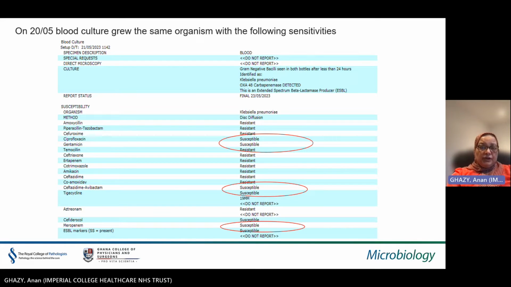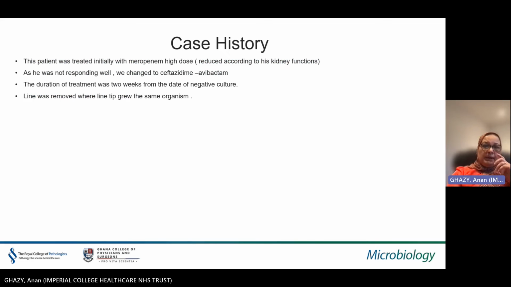So we treated the patient initially with high dose of meropenem, and the patient was not responding. However, we switched him to ceftazidime-avibactam, and the duration of treatment was 2 weeks from the date of negative culture, and lines were removed where the culture grew the same organism.